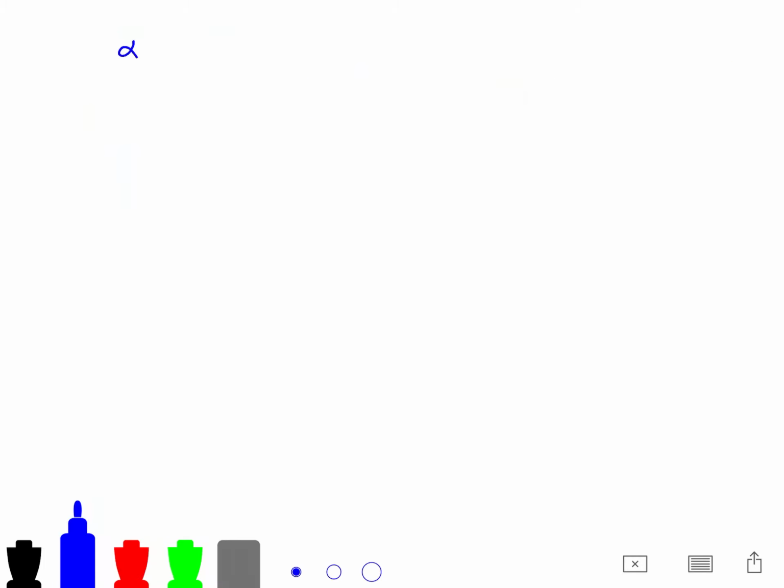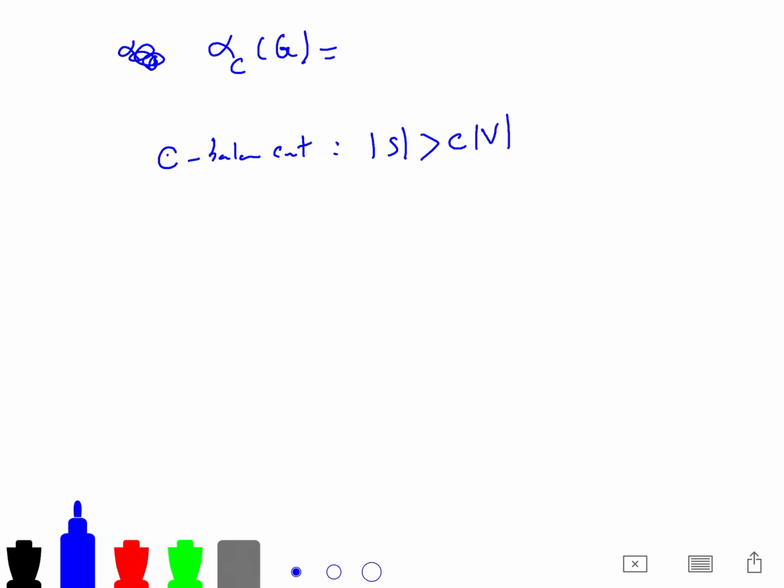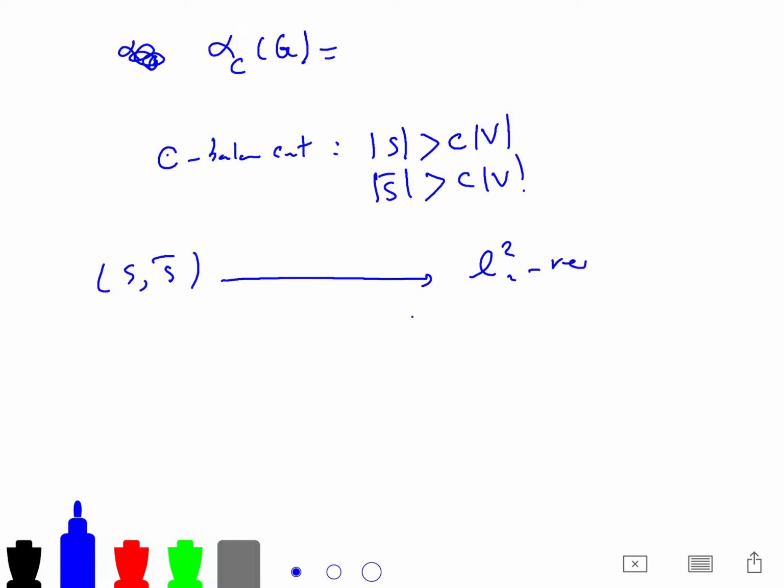And finally, you need to know what is alpha C of G. This is the minimum edge expansion among all C-balanced cuts. And what is a C-balanced cut? It's the same cut, but now the cardinality of S should be at least C times the cardinality of V, and the same for the complement of that. And every cut S and S bar gives rise to a natural unit L2 squared representation. And this is interesting.